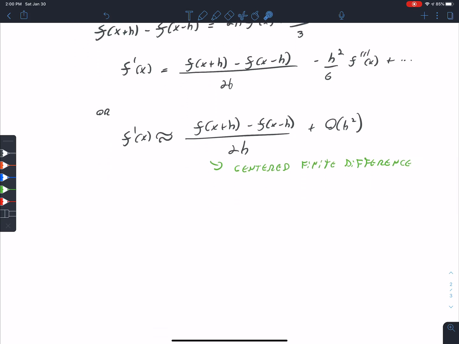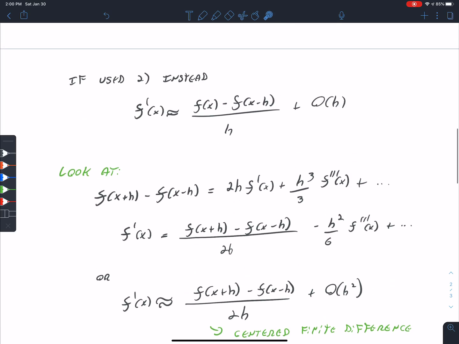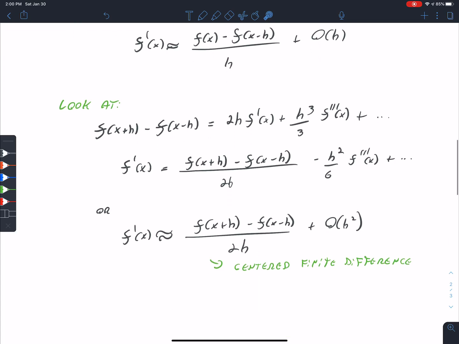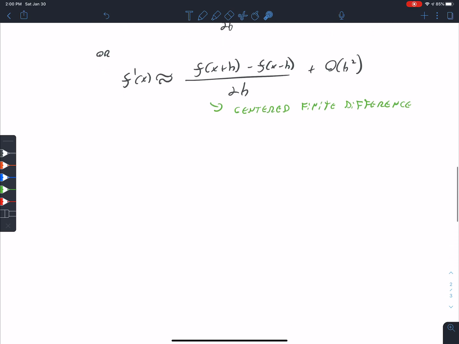So generally speaking, centered finite difference formulas, which come from this kind of thing of subtracting the forward-looking Taylor series from the backward-looking Taylor series, have a better error behavior. They're more accurate. So to finish off the video, let's look at estimating the second derivative.